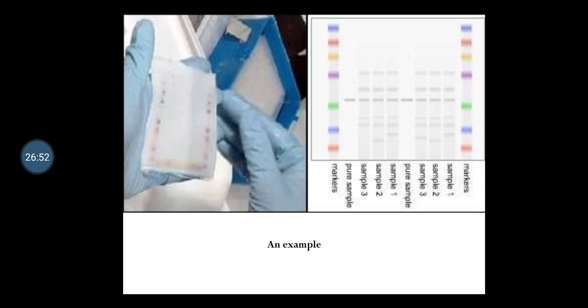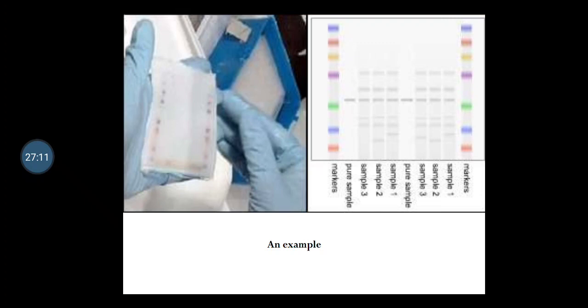So this is an example of your Western blot, where you can see the electric field is applied to cause the migration of protein from the gel to nitrocellulose filter paper.